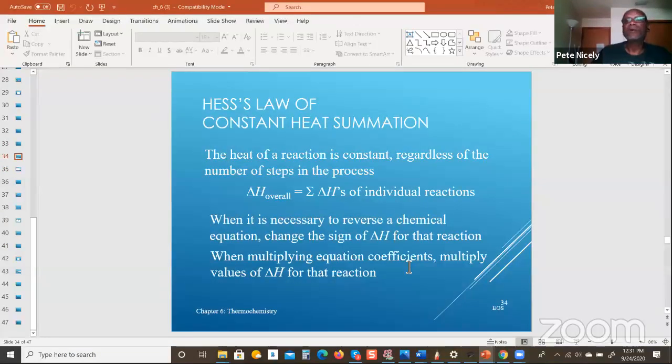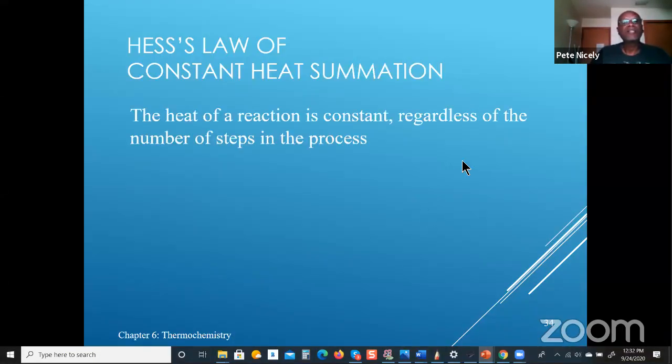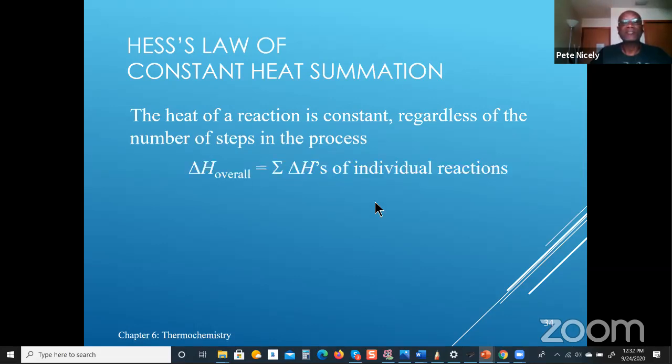Okay, so this is what we're going to start our discussion with, Hess's law, a very important law when it comes to relating energy changes in chemical reactions for related reactions. Now, let me go to my full screen mode. Okay, so basically Hess's law of constant heat summation says that the heat of a reaction is constant regardless of the number of steps in the process as you go from reactants to products. So a very concise way of expressing Hess's law is what you see right here. The enthalpy change overall is equal to the sum of the enthalpy changes of the individual reactions.